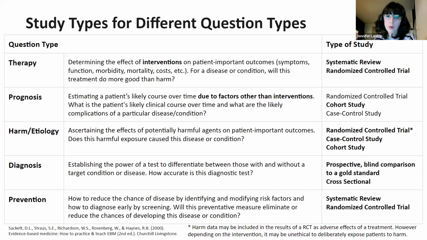However, other clinical questions cannot be answered by randomized controlled trials because it would be impossible or unethical. And so other study designs are preferred. So, for example, to find out whether a potentially harmful exposure may cause a certain disease, we would prefer a case control study or a cohort study because it would be unethical to expose patients to potentially harmful agents.